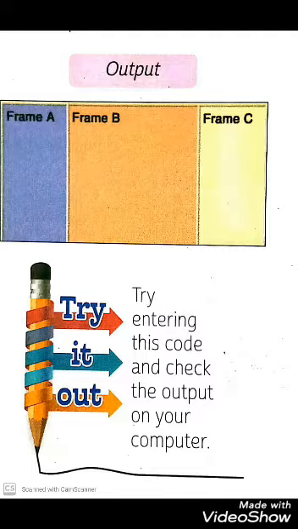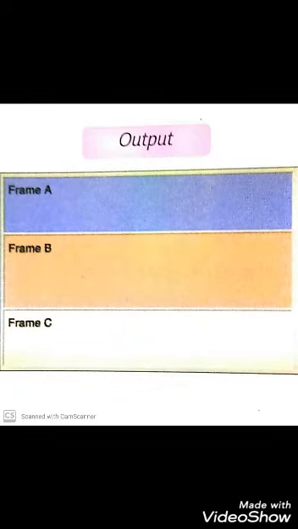Now come to the horizontal. This is the horizontal, the row. This horizontal also has different rows. The first row is set at 30%, the second row is set at 40%, and the third row is set at 30% height. See here, the first and the third have the same height, 30%, and the middle one, frame B, has 40%.